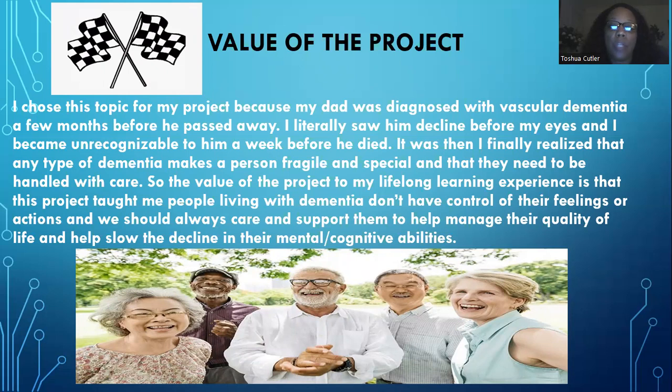So the value of the project to my lifelong learning experience is that this project taught me people living with dementia don't have control of their feelings or actions, and we should always care and support them to help manage their quality of life and help slow the decline in their mental cognitive abilities.